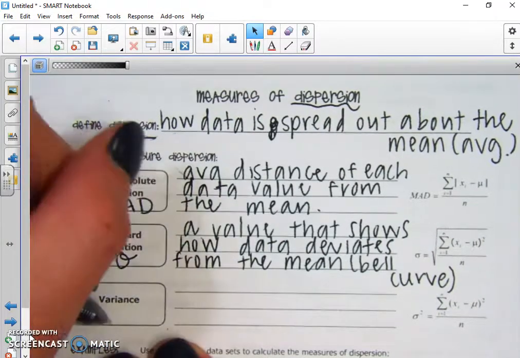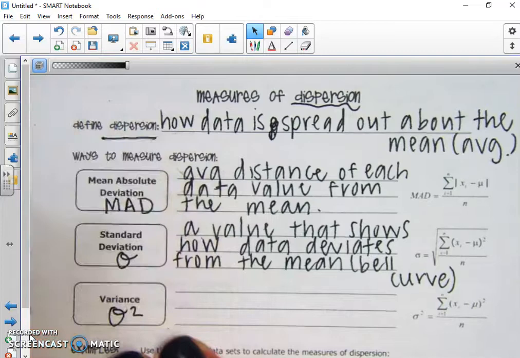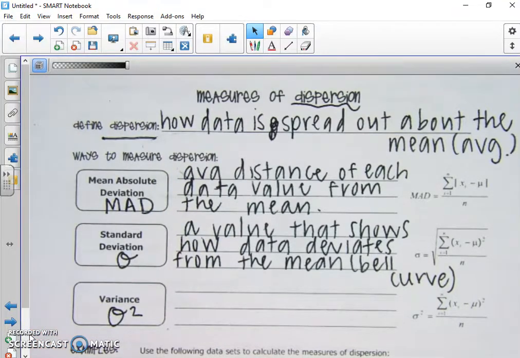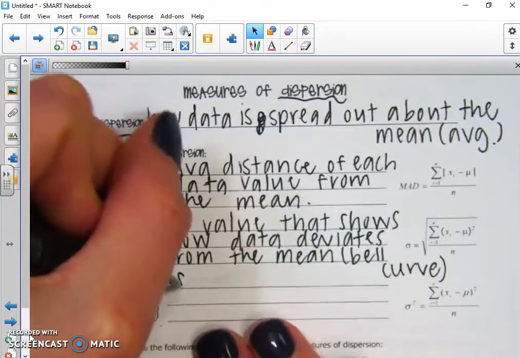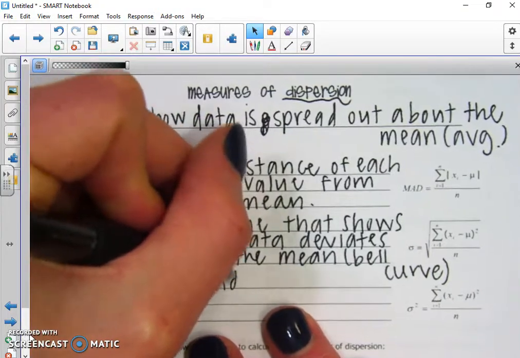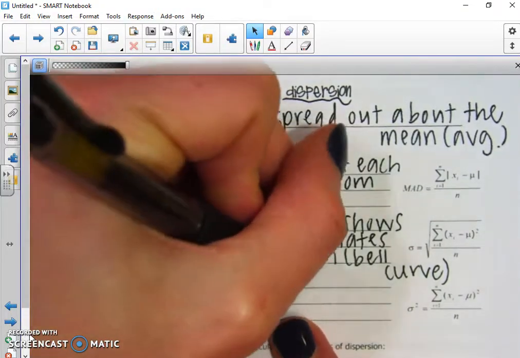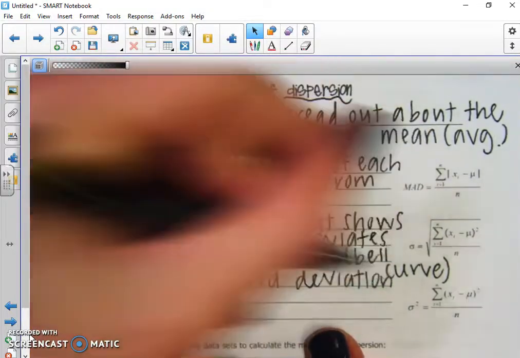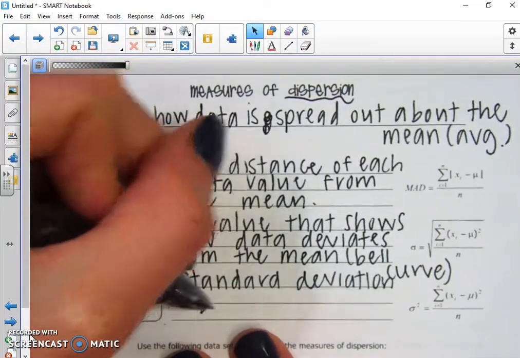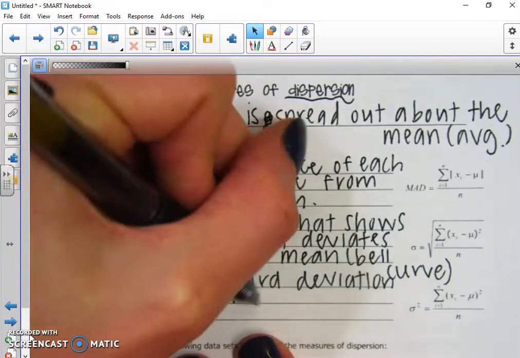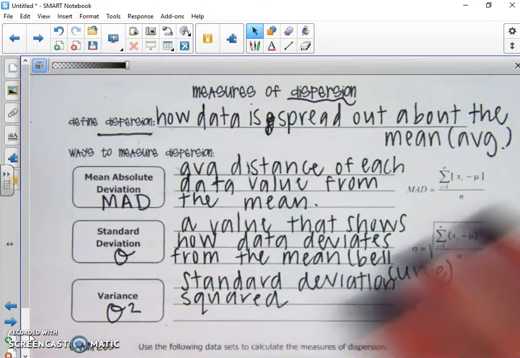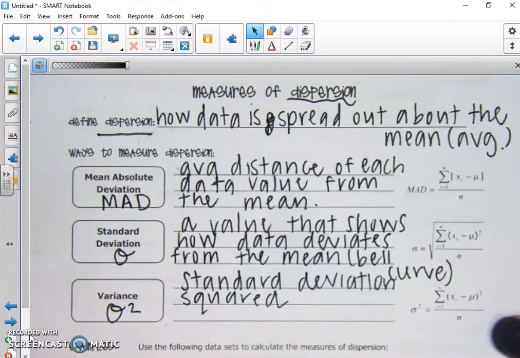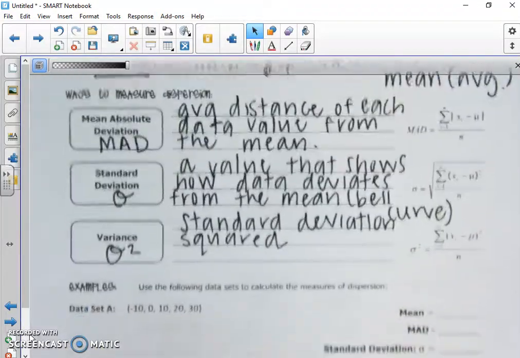And then the last thing is variance. Variance is the standard deviation squared. Okay, so that's really all it is. It's just standard deviation squared. And we have these really ridiculous formulas, but our calculator is going to help us do all of the work, but much more quickly without as many confusing formulas, okay?